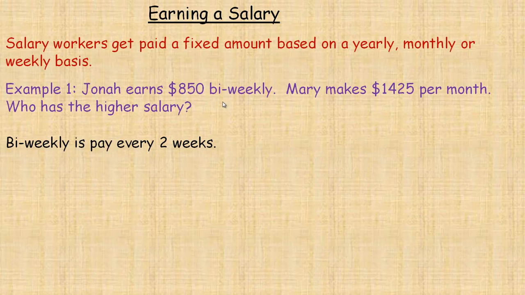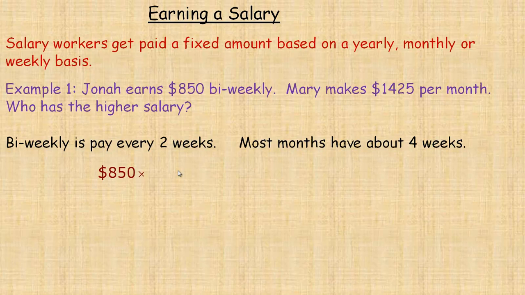So in order to compare these, $850 bi-weekly or $1,425 per month, you have to convert them to the same amount of time. If bi-weekly is 2 weeks, and most months have about 4 weeks, you see Jonah's earning $850 the first 2 weeks and $850 the last 2 weeks. So we would multiply this by 2 to convert his to monthly. Mary's is monthly, so then we have them over the same amount of time.